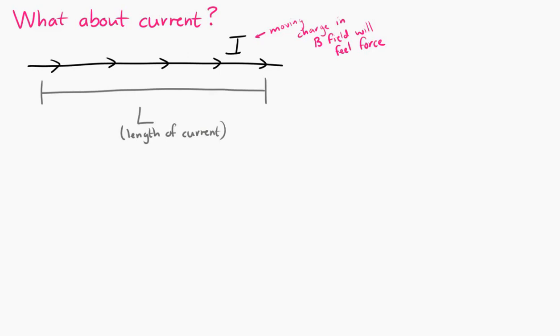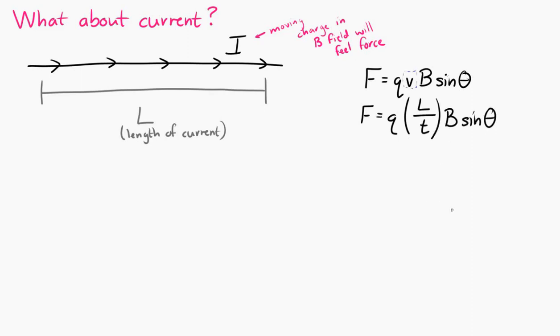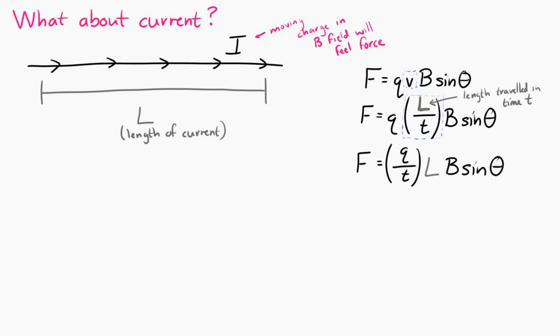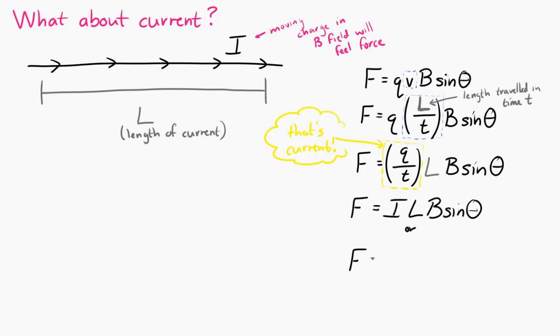Our equation from before is that the force on a charge moving through a field is QVB sine theta. I'm going to do a little bit of equation magic. I'm going to replace V, the velocity of the charge, with L over t, where L is the length that the charge travels in time t. Then I'm going to do a little rearranging. I'm just going to move that t in the denominator so that it's under the q. So I have q over t times LB sine theta. Well, hey, q over t, that's the current. So now I have I L B sine theta, or if I rearrange it, F is equal to BIL sine theta.